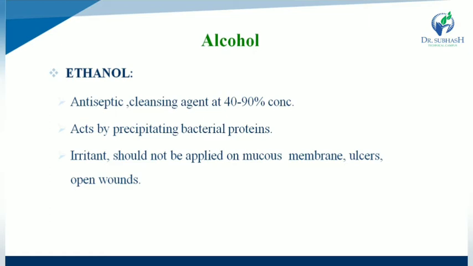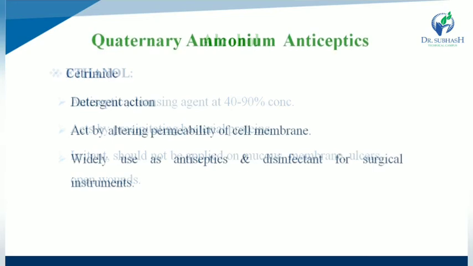So ethanol produces some type of irritation, so it shouldn't be applied on mucosal membranes, ulcers, as well as open wounds. Next one is quaternary ammonium antiseptic. An example of a quaternary ammonium compound is cetrimide. Cetrimide has a detergent action, and it acts by altering the permeability of the cell membrane. It is widely used as an antiseptic and disinfectant for surgical instruments.